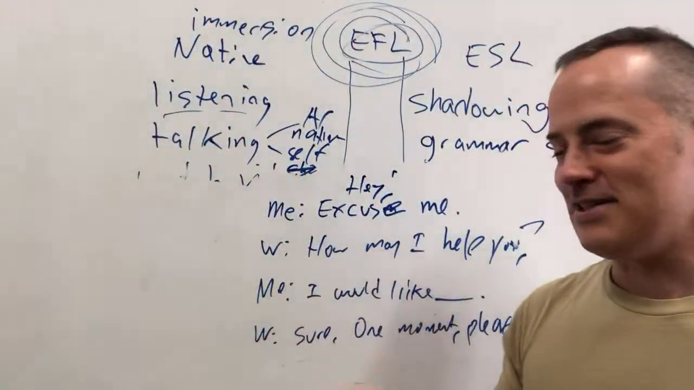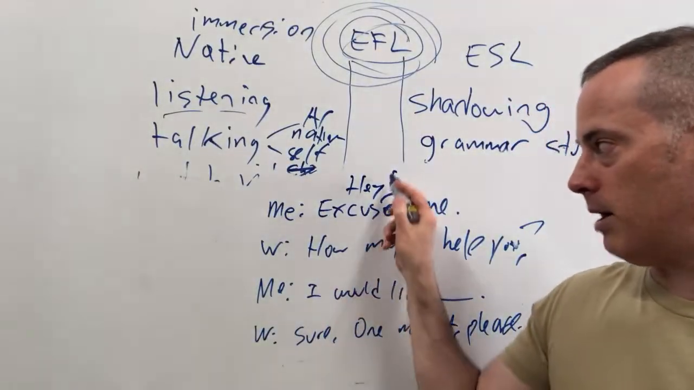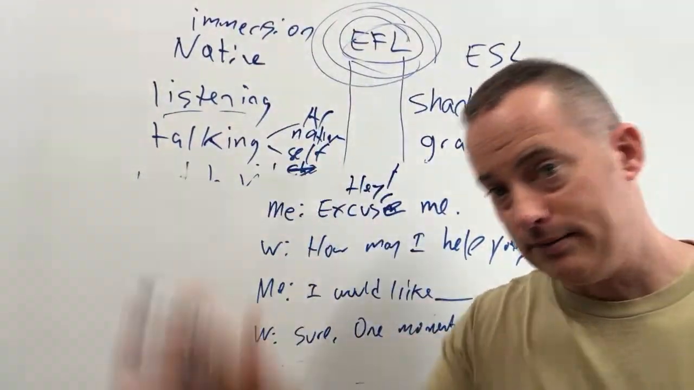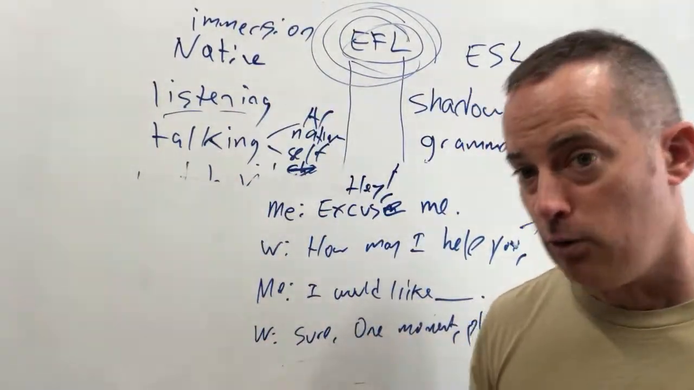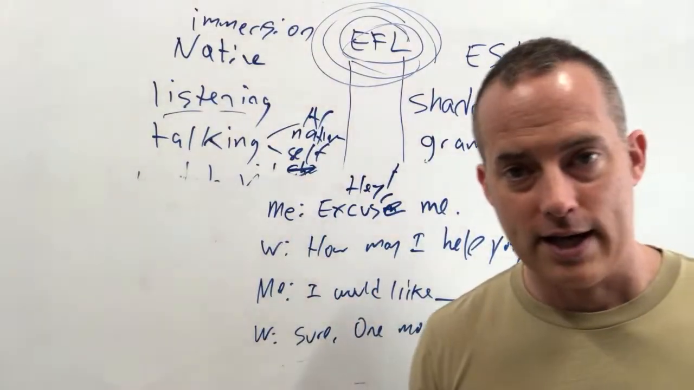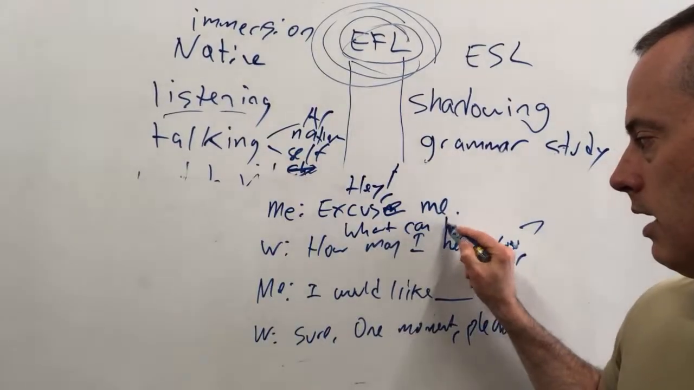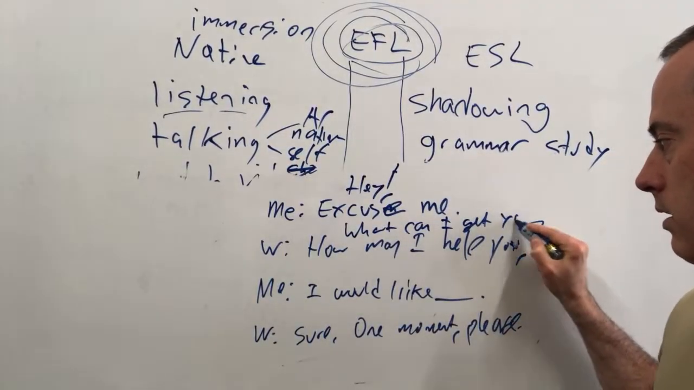I don't even say excuse me, which is a bit more polite. That's why you find it in a textbook like that. But I'm just saying, hey, over here. Could I get some help? And the waiter comes over and just says, oh, what can I get you?